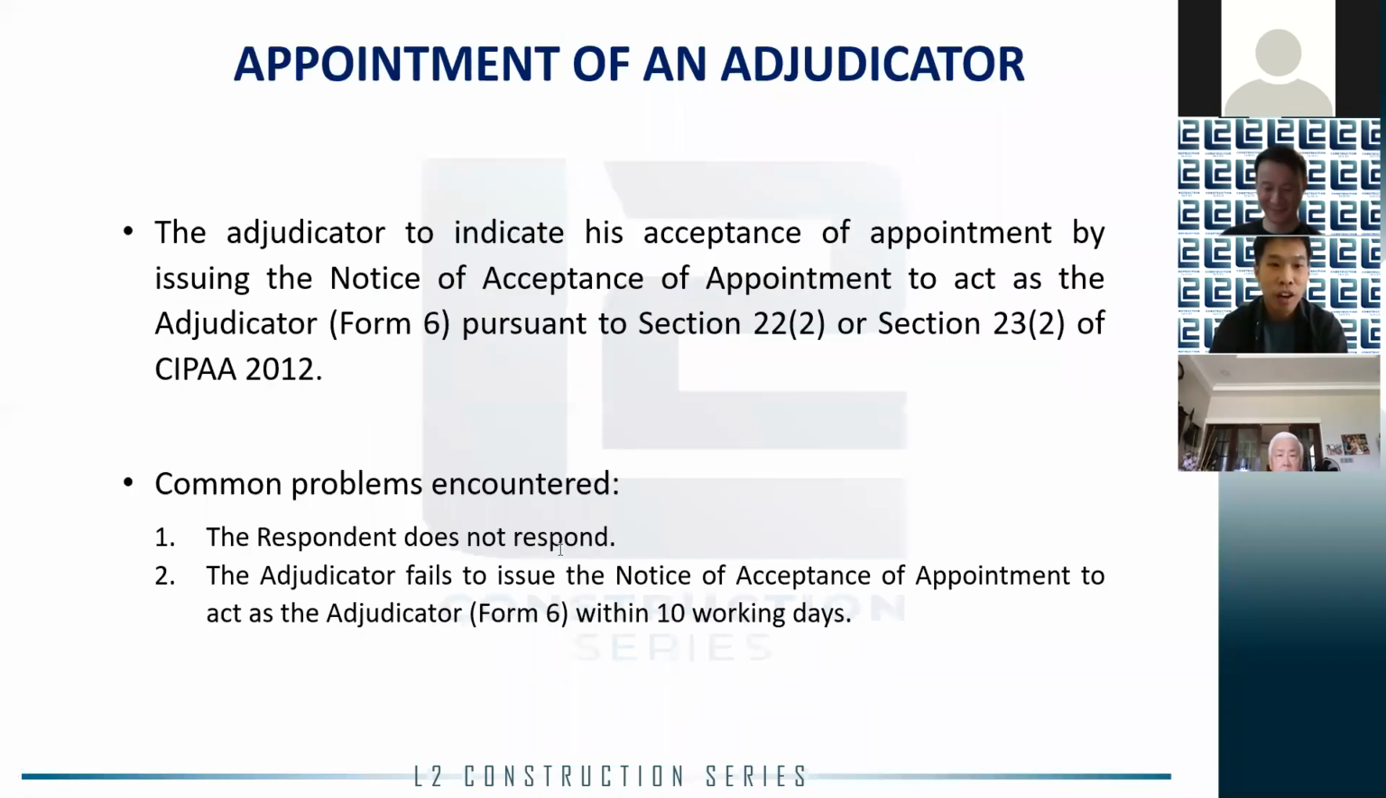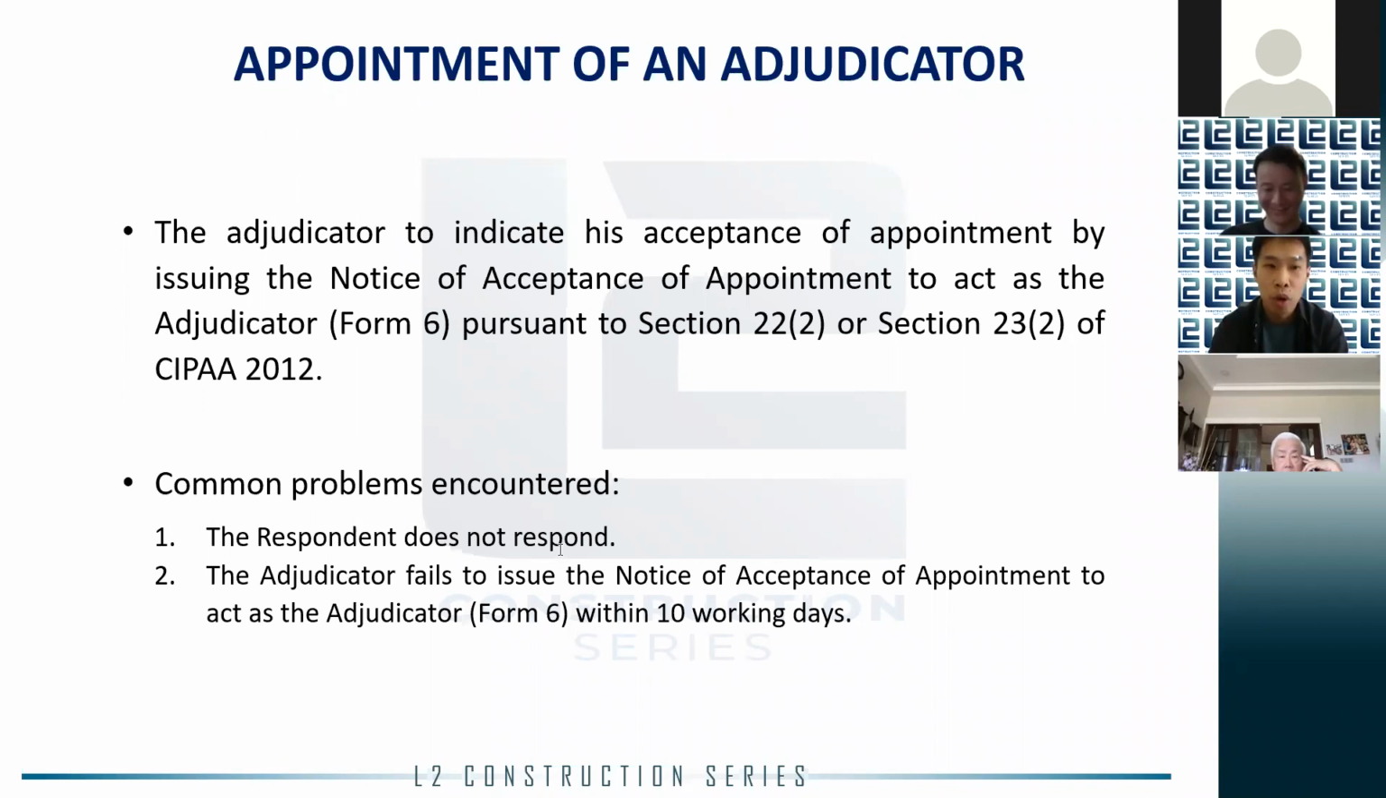So after the terms and fees are agreed, the adjudicator will have to issue a Form 6, the notice of acceptance of appointment to act as the adjudicator. It's a long name for the form, to indicate his acceptance of the appointment. Once Form 6 is issued, the appointment process is completed and the timeline set out in Section 9 of CIPAA for the claimant to serve the adjudication claim will kick in.